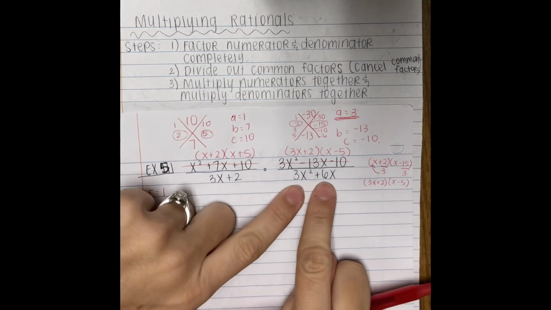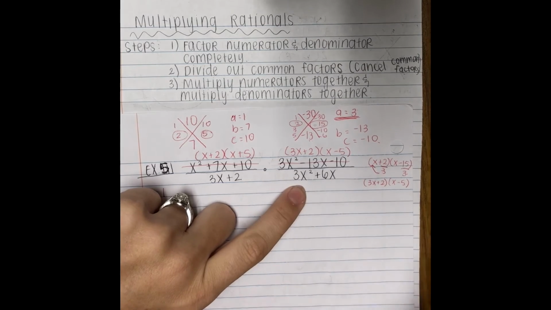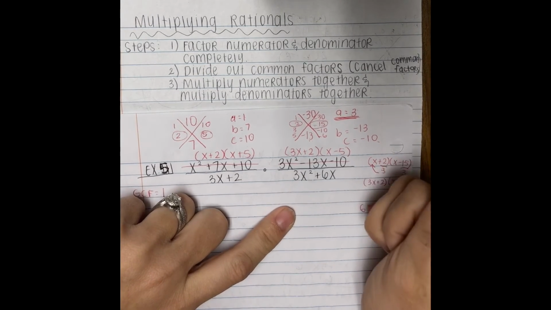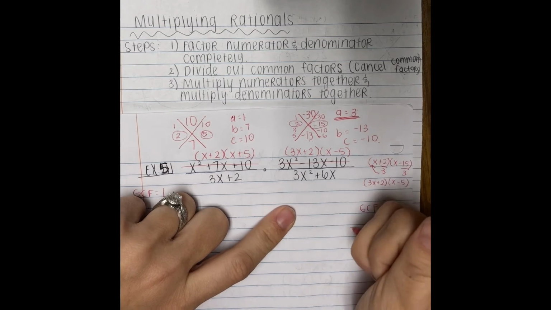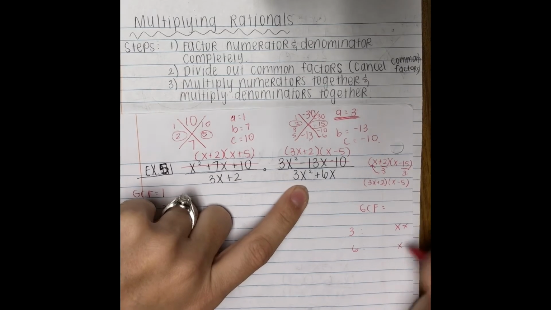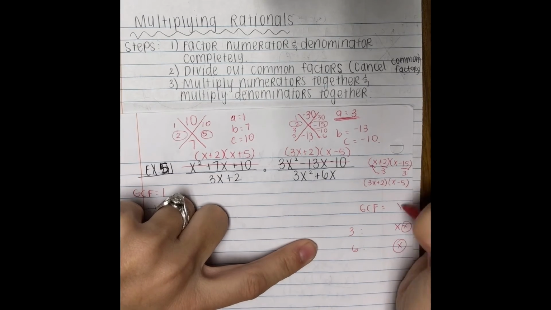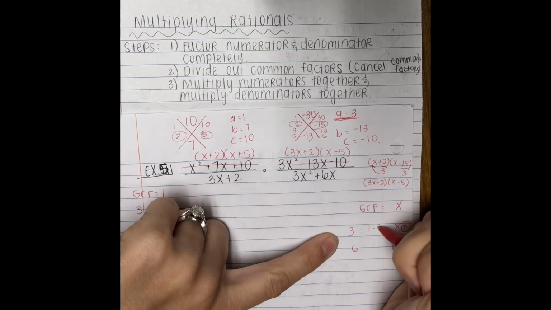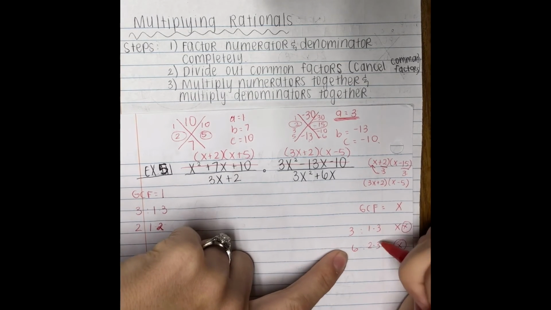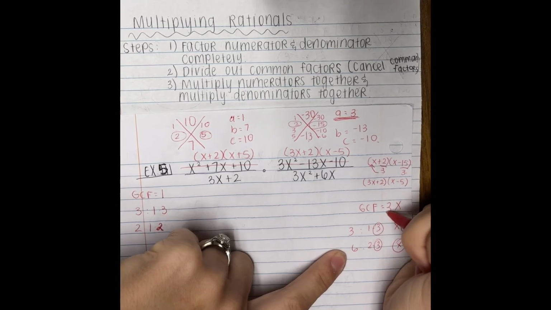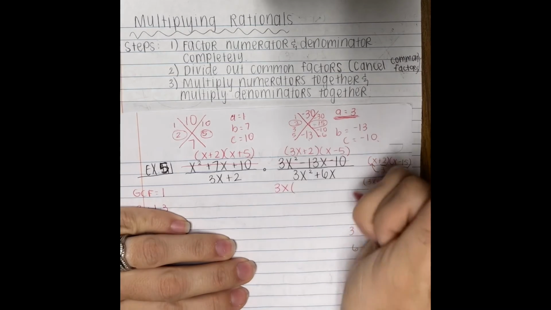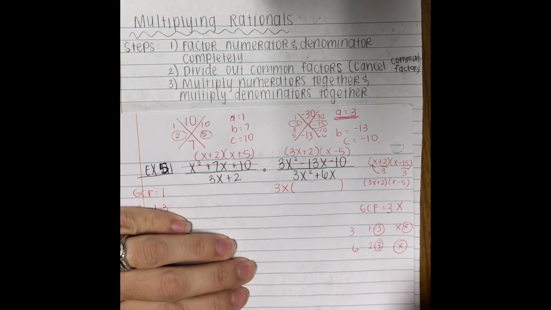All right, and then this bottom one, 2 terms, so we're just going to look for a GCF. So for 3 and 6, and then this one has 2 x's and this one has 1 x, which means they have 1 x in common. 1 times 3, well, this one's also divisible by 3. 2 times 3 is 6, so their GCF is going to be 3x.